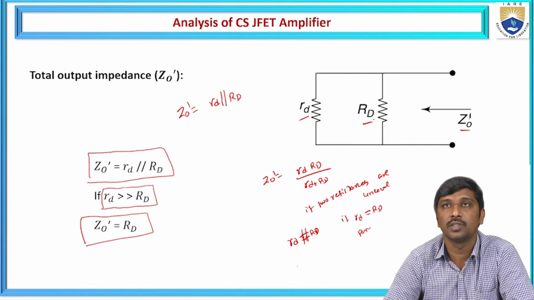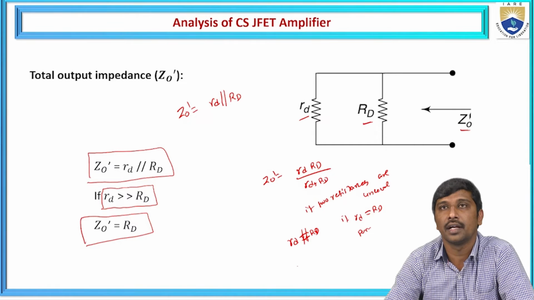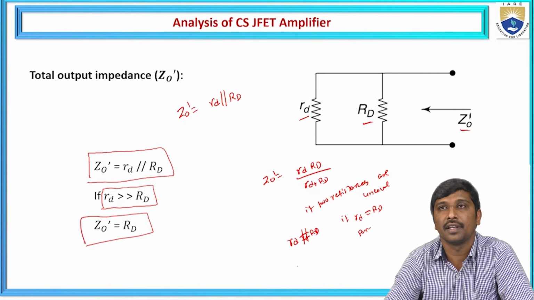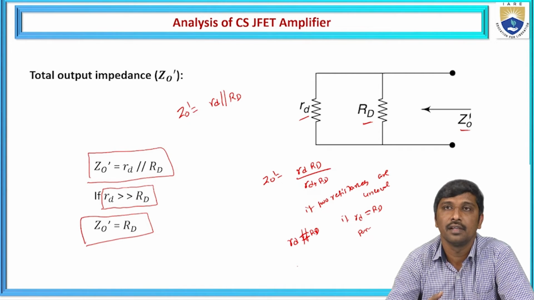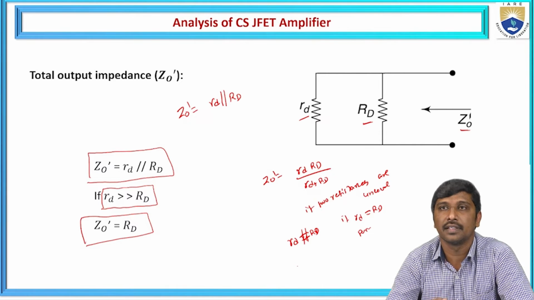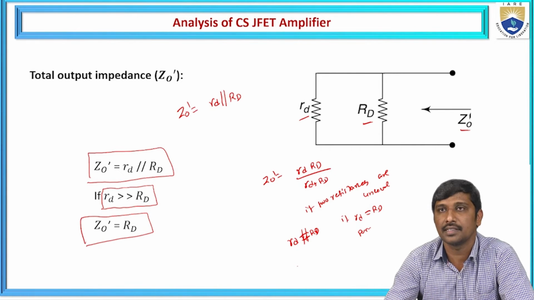So this is up to this point. We observed the analysis of the common source JFET amplifier, in which we identified the voltage gain, the input impedance and the output impedance. Now we are going to observe what happens when the source resistance is added to this JFET amplifier. For this case, let us consider.